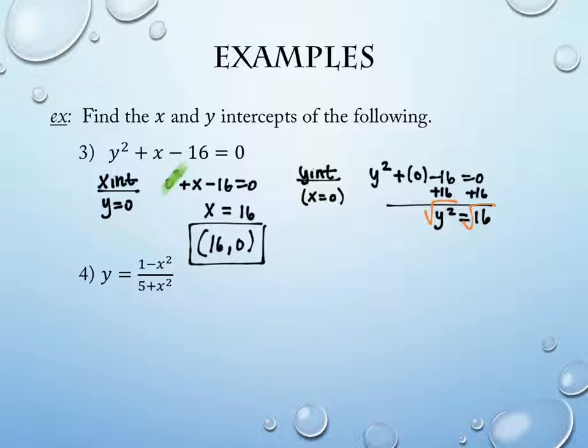Do y'all remember that? And we talked about the fact that when we take square roots, we put plus or minus on them. And the reason is because 4 times 4 is 16. But negative 4 times negative 4 is also 16. So there are 2 values here that I get, positive and negative 4. So if I write these out, I have 0, 4, and I have 0, negative 4.